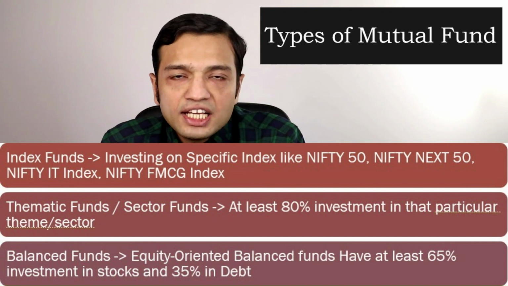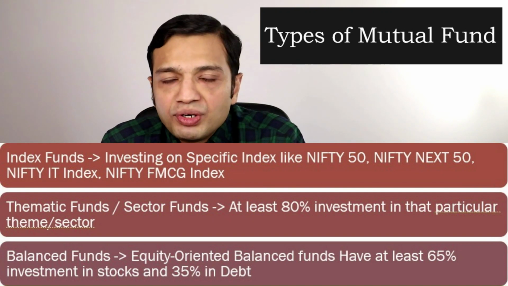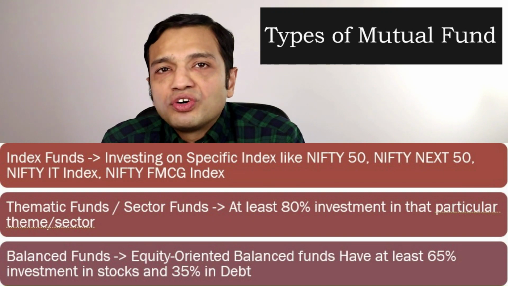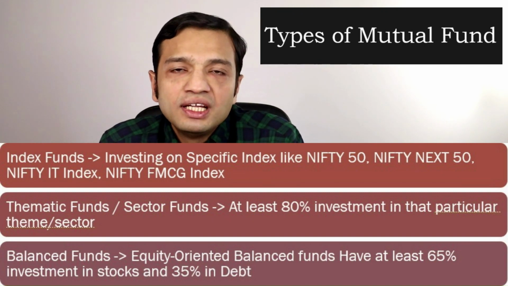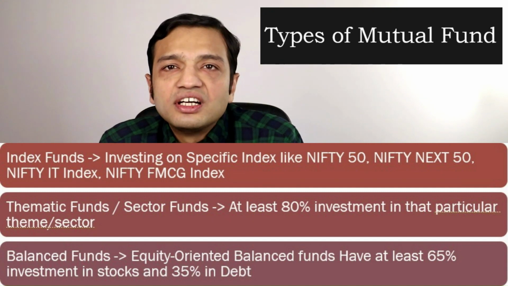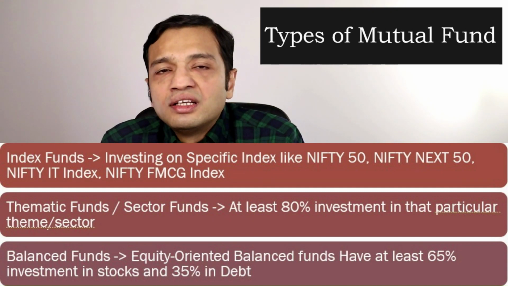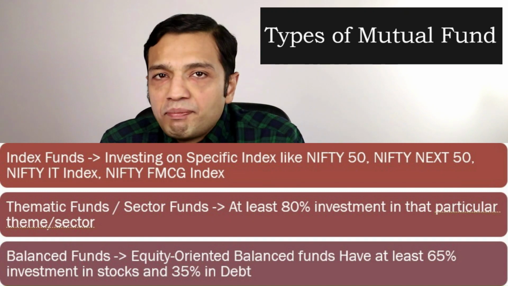Next, last but not the least, we have hybrid funds. Equity-oriented hybrid funds have at least 65% of the money invested in equities and 35% in debt. This category is also known as balanced fund at times. So these are the types of equity mutual funds that we have.